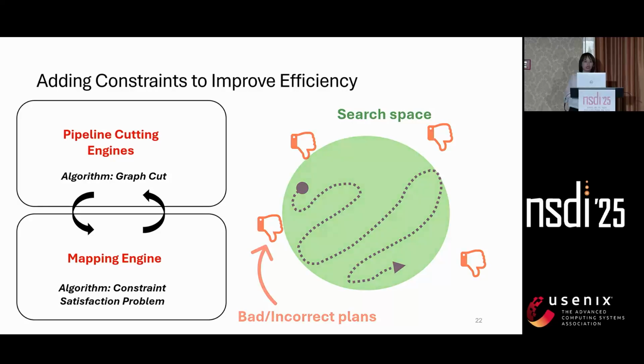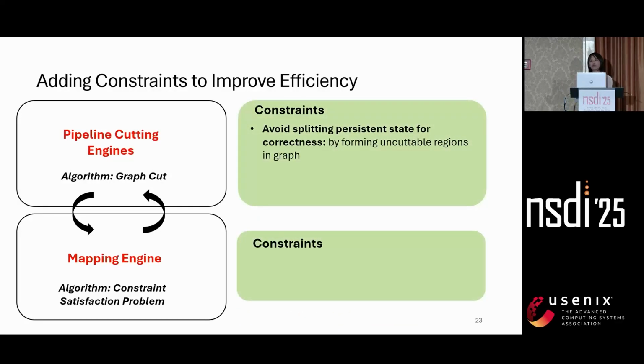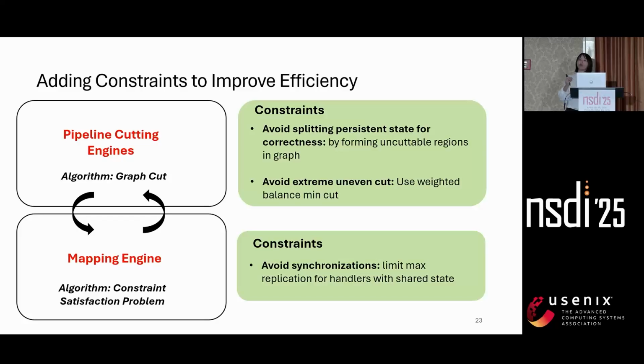So for example, one of the bad plans we found is that if we split the persistent state between two pipeline stages, it will lead to a correctness issue because of the read-after-write hazard, so we add a constraint to avoid searching through this plan by adding uncuttable regions. You can find in our paper how we add more constraints to avoid searching through other bad plans.